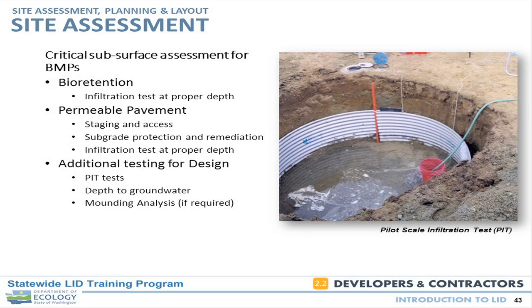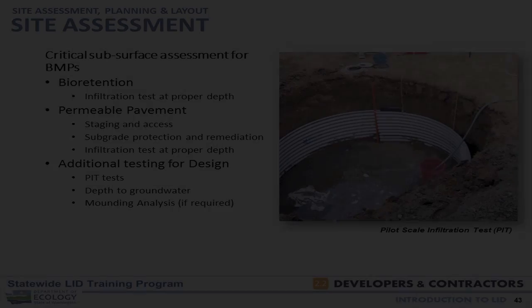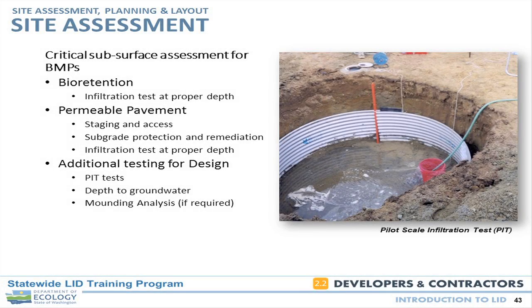and then similar infiltration at the proper depth, so understanding what our anticipated top of subgrade is, and then doing the infiltration test essentially at that horizon so that we're getting our infiltration rates in the right soil horizon, and then the pit test, depth to groundwater, and mounding. From a construction and development point of view, know that there's typically 2 rounds of testing that we want to do to be successful, and that we've got to think particularly about access.